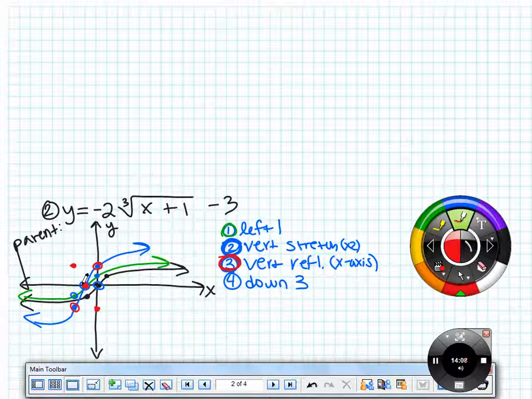And if you're unsure about the curve, pick another point. Like, oh, something was out here. If it gets flipped below, it's going over here. Something was out here. If it gets flipped above, it's going over here. So you can see that the curve now curves in that direction.